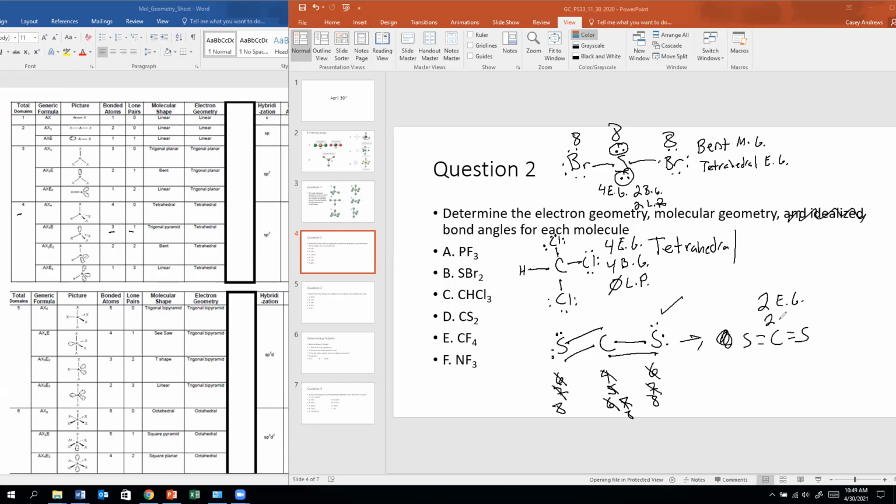So we have 2 bonding groups and 0 lone pairs. So this would be the linear geometry. Because I'm total domains of 2, bonds, no lone pairs, so linear, linear, for both the molecular and electron geometry. Questions about D or any of the other ones so far?